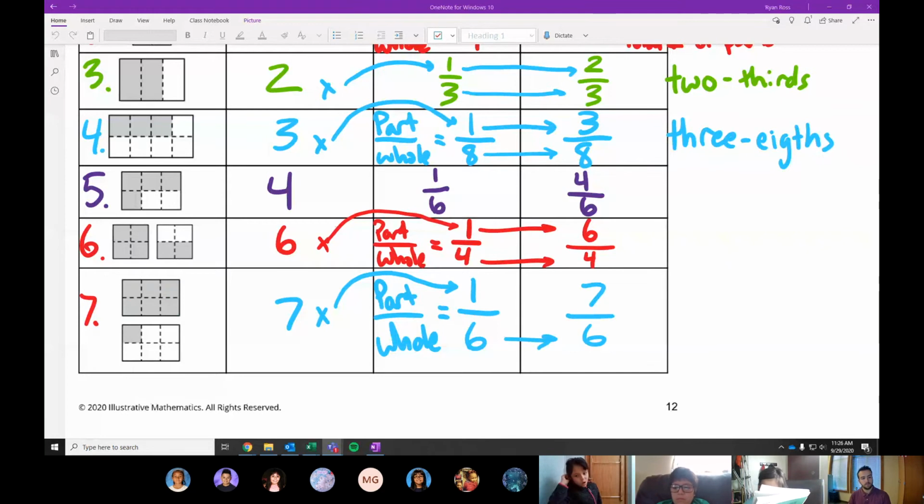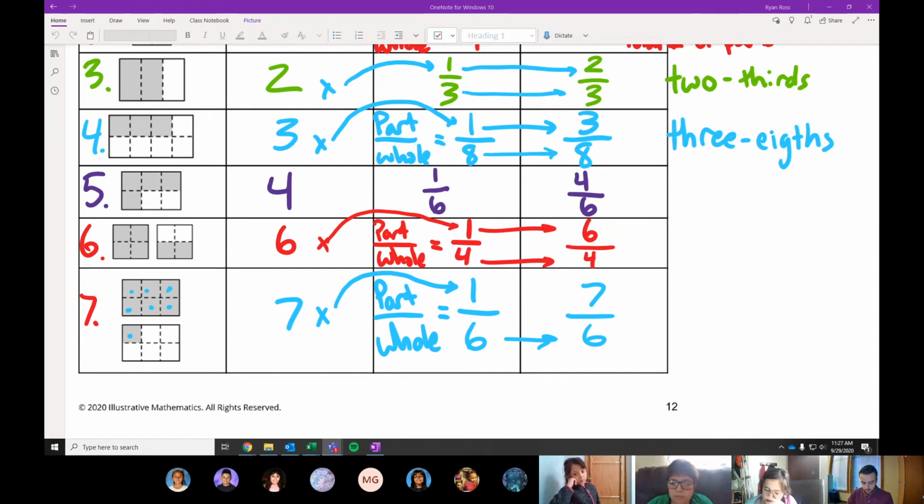So there it goes. So 7 total. We have 1, 2, 3, 4, 5, 6, 7 that are shaded in, and we're working in sixths. So each one of those boxes is 1/6. So if we have 7, we have 7/6.